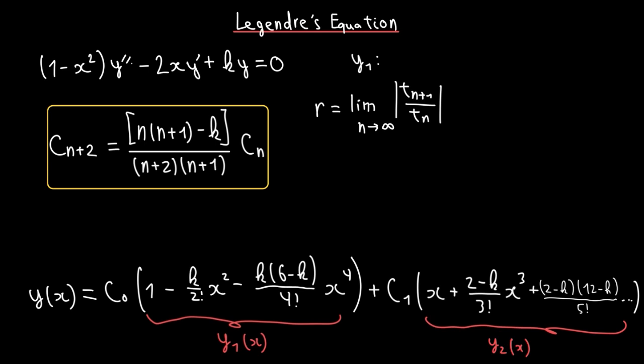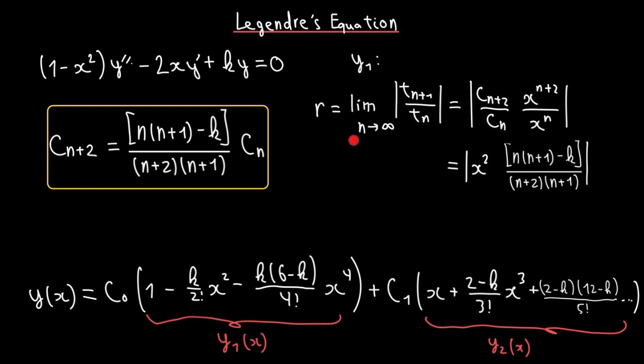And so the ratio of the two successive terms is actually C n plus 2 divided by C n times x to the power of n plus 2 divided by x to the power of n, of course, the absolute value of all that. And so x to the power of n plus 2 divided by x to the power of n, that's just x squared. And C n plus 2 divided by C n, well, we can use this recurrence relation to compute this ratio.